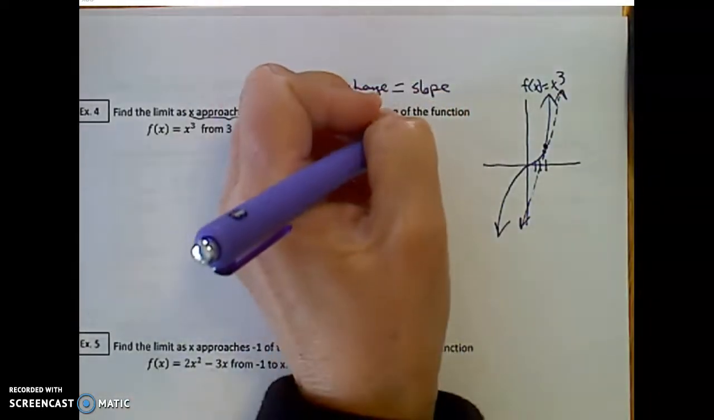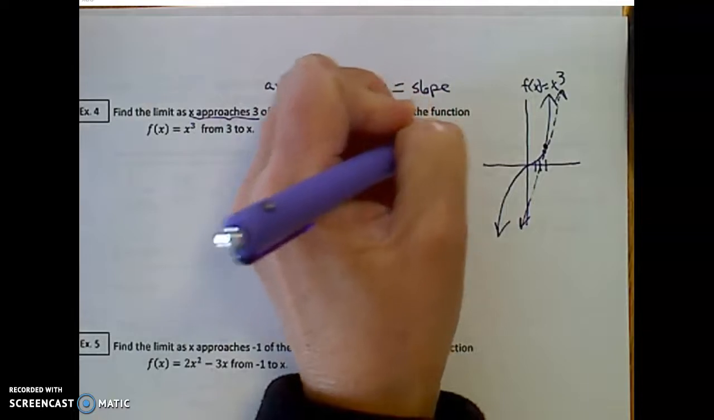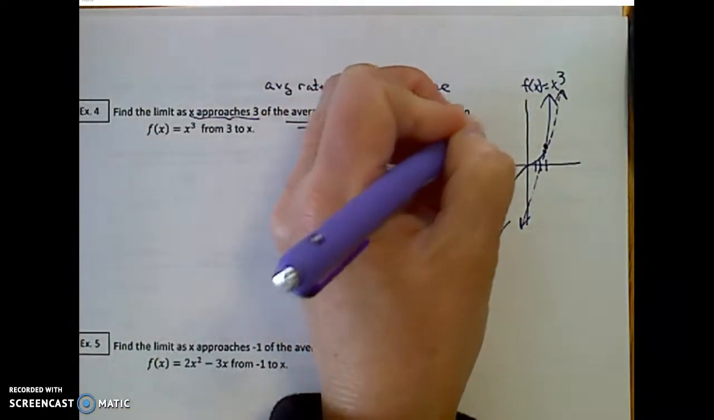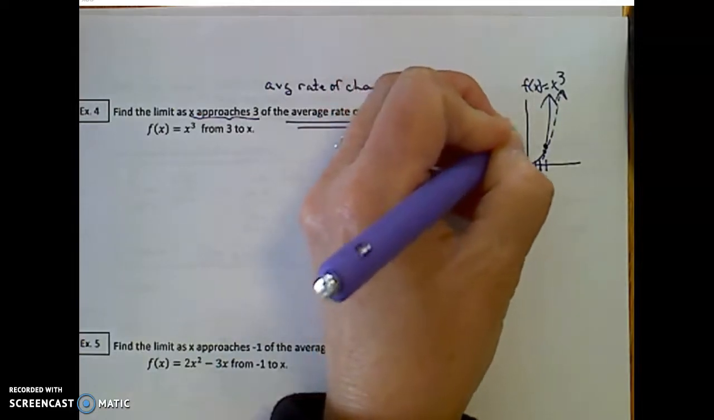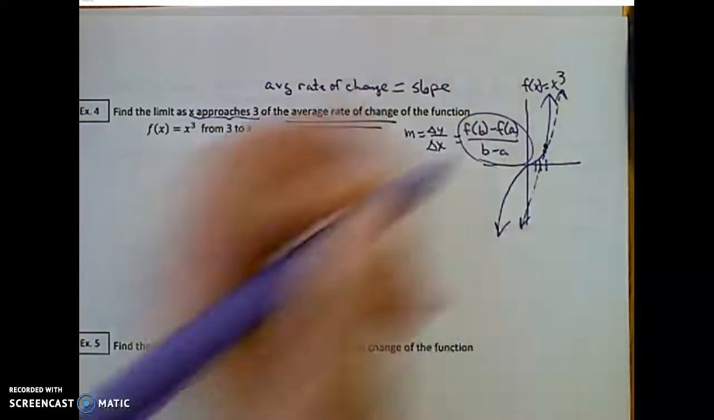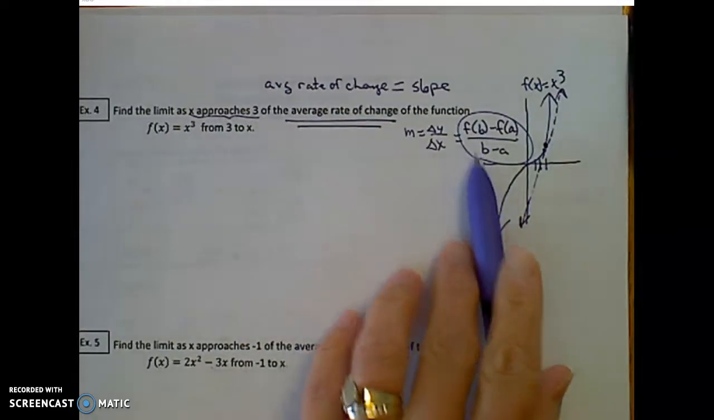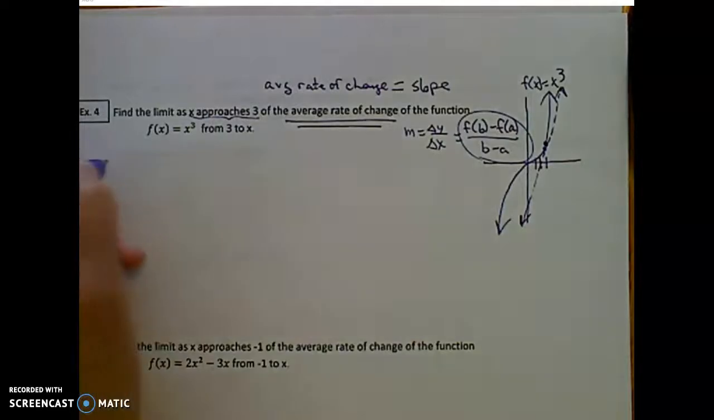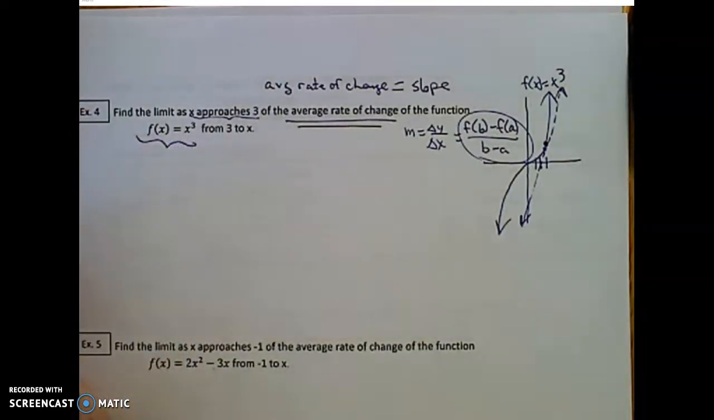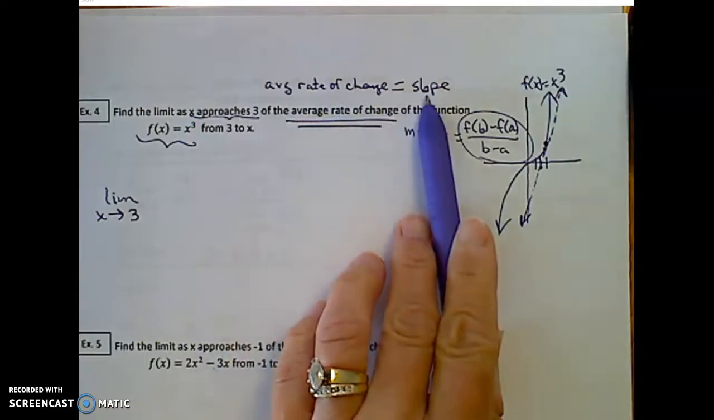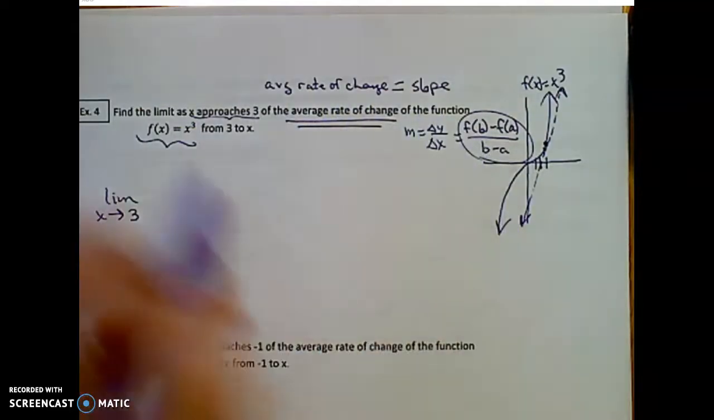How do I find slope? To find the slope, that's just a change in y over change in x. Here's my change in y. Change in outputs over change in inputs. Change in y over change in x, or the change in outputs over the change in inputs. Okay, so let's think about that for this function, f of x equals x cubed. I'm going to find the limit as my x values approach 3 of the average rate of change, which is the slope, which is a change in y over change in x.